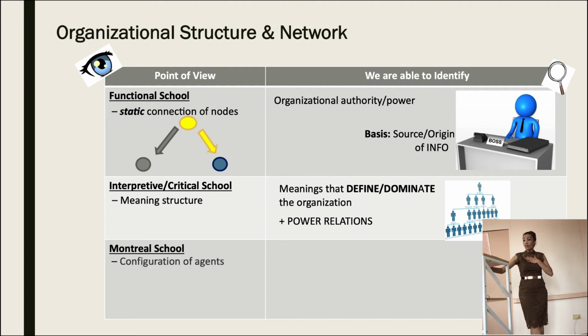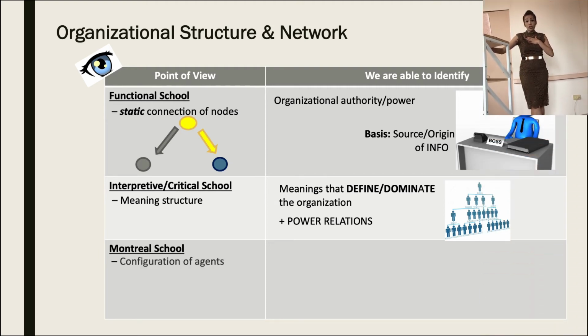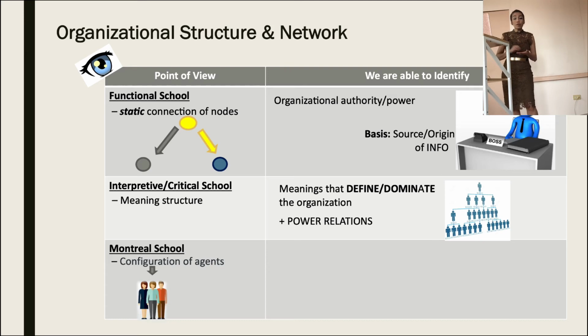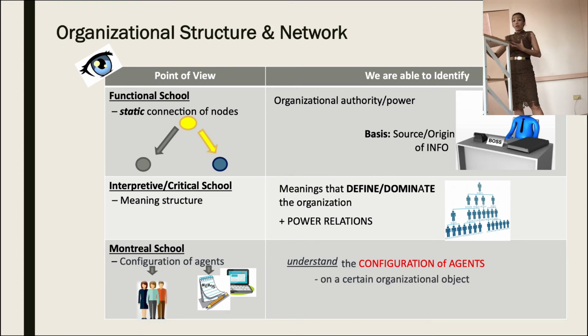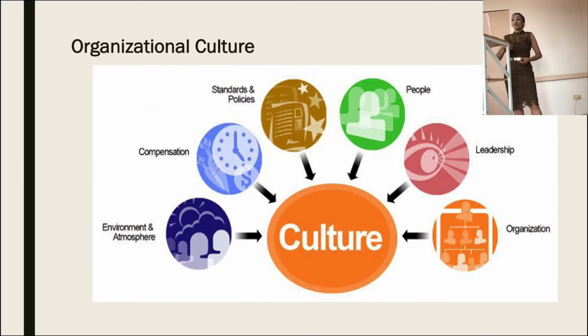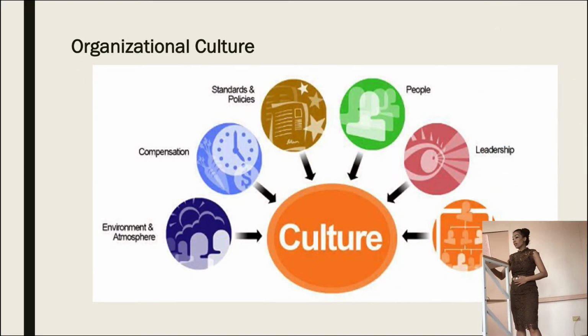From the point of view of the school, we have the configuration of agents. So we have the actors, right? How are they configured in an organization? But you have to remember, we don't only have the human elements, we also have the non-human elements. So how are they configured within the organization or within an organizational object? Okay, so we have the culture, which is very important in every organization, such as the environment and atmosphere, the compensation standards and policies, the people, the leadership, and in total, the organization.